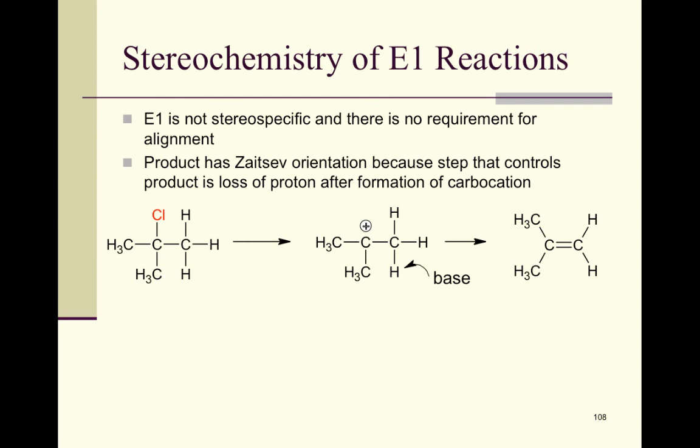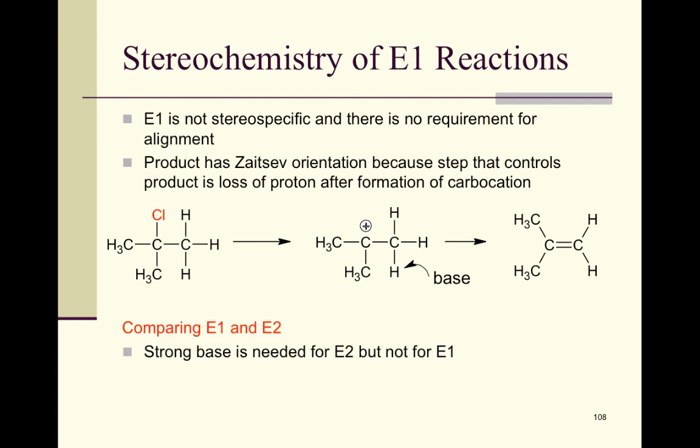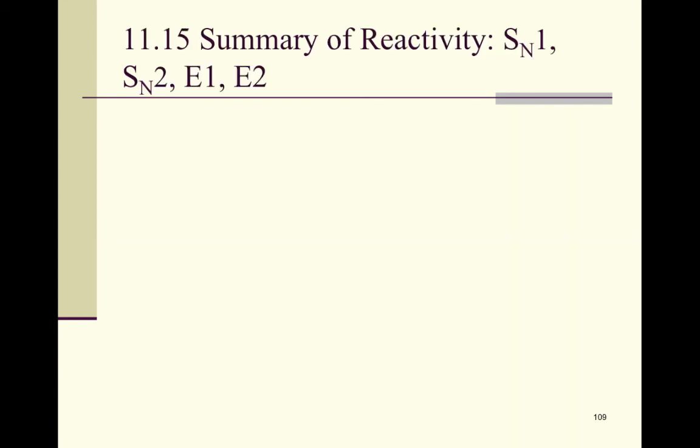Stereochemistry of the E1 reactions. E1 is not stereospecific, and there's no requirement for alignment. The product has Zaitsev's orientation because the step that controls the product is the loss of the proton after the formation of the carbocation. Comparing E1 and E2. A strong base is needed for E2, but not for E1. E2 is stereospecific, E1 is not. E1 gives Zaitsev orientation.